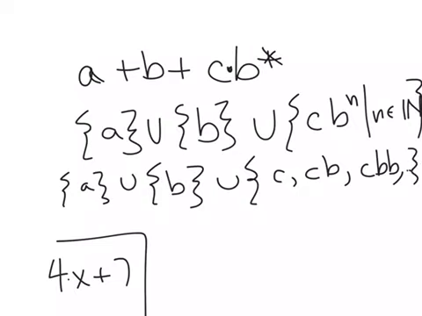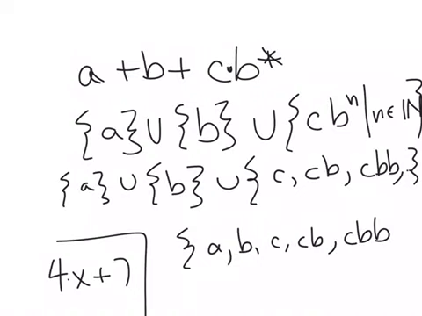Or we could write this as a single set. So we could write A and B, and then all the rest of the stuff at the end, so we could say C, CB, and so on. As long as you show me a pattern that I can see where it's going, I'll give you the benefit of the doubt. And generally, I recommend you start with the shortest strings and go longer and longer.